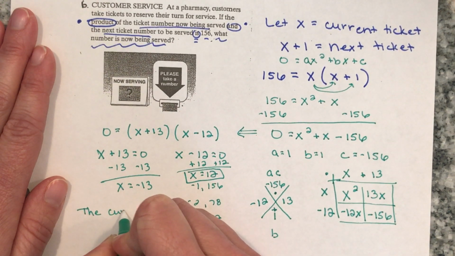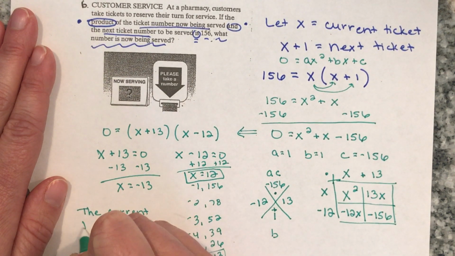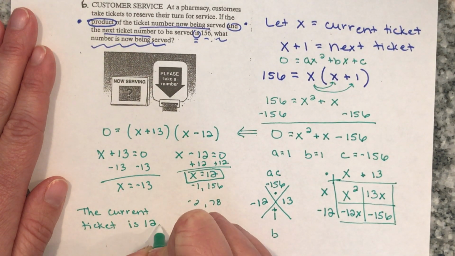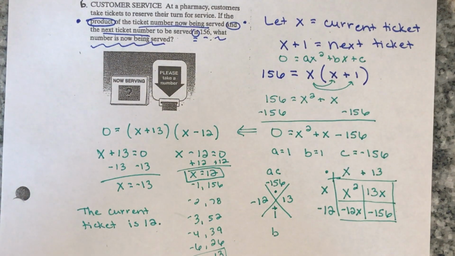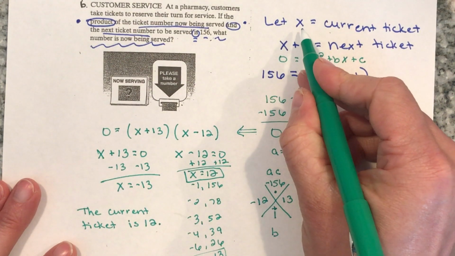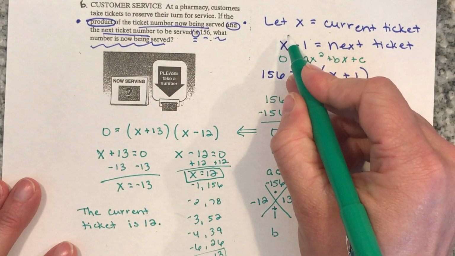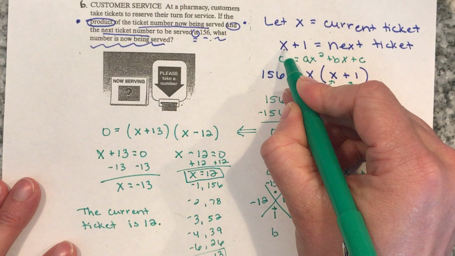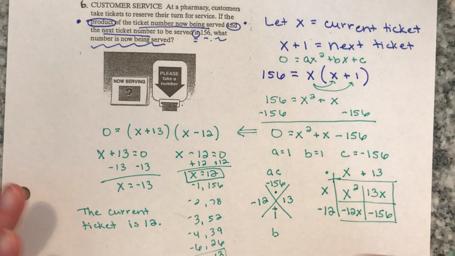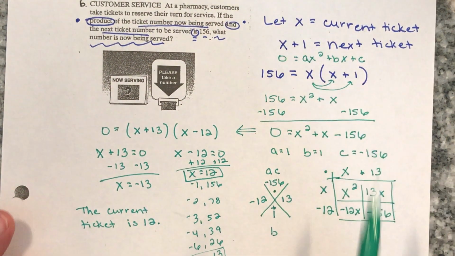So the current ticket is 12. And they don't ask us for the next ticket, but we do have the ability to find it. If x is 12, then we could also plug 12 in for this x, and 12 plus 1 is 13, so the next ticket is 13. And yes, we already know that 13 comes after 12, but we should be able to use our expression to find that.